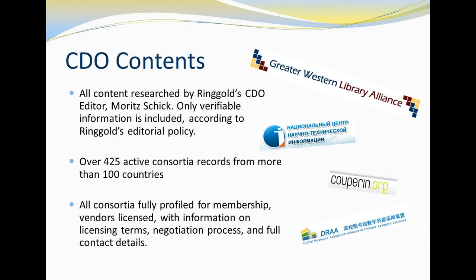Okay? Each entry, and we're going to go through these in detail, each entry in the CDO has a full membership list, a list of vendors whose content they license, and any other information that we can find that should help you in your strategic planning and licensing activities. Information on licensing terms, links to model licenses, and contact details. So we'll go through these in just a moment.